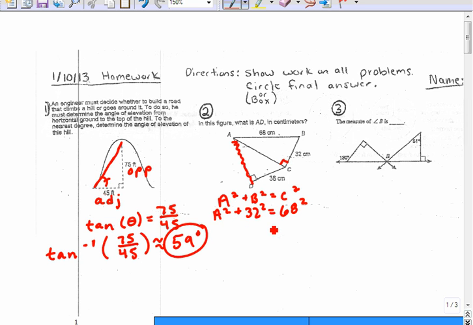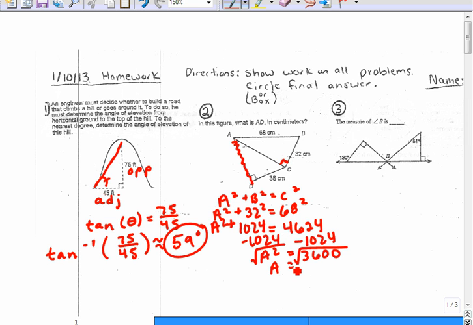So in that case, we have 68 squared, which is 4624, and 32 squared, which is 1024. I'm just going to algebraically solve this by subtracting 1024 from both sides. A squared is going to be 4624 minus 1024, which is 3600. So we square root both sides, which gives us 60. So this side is 60.